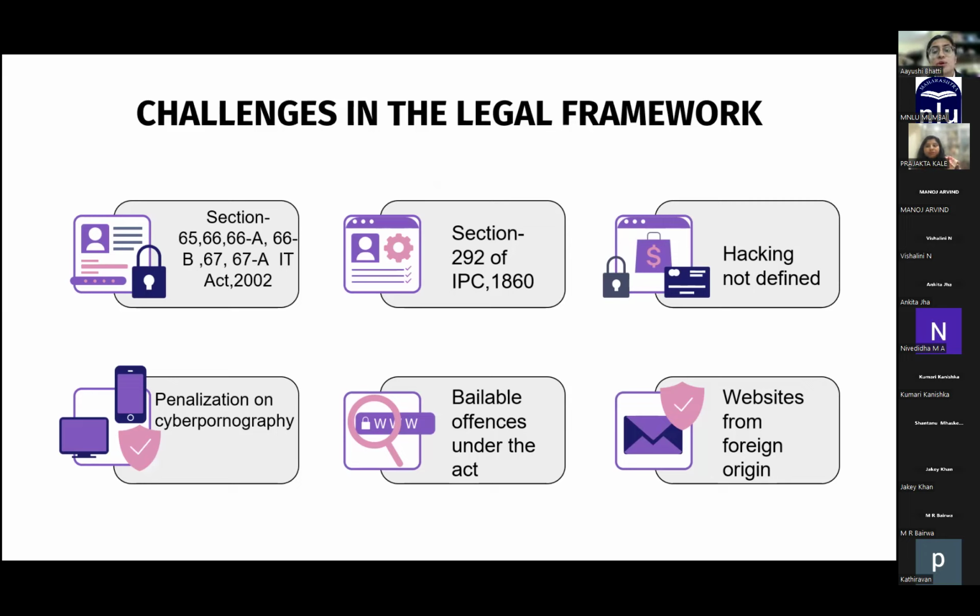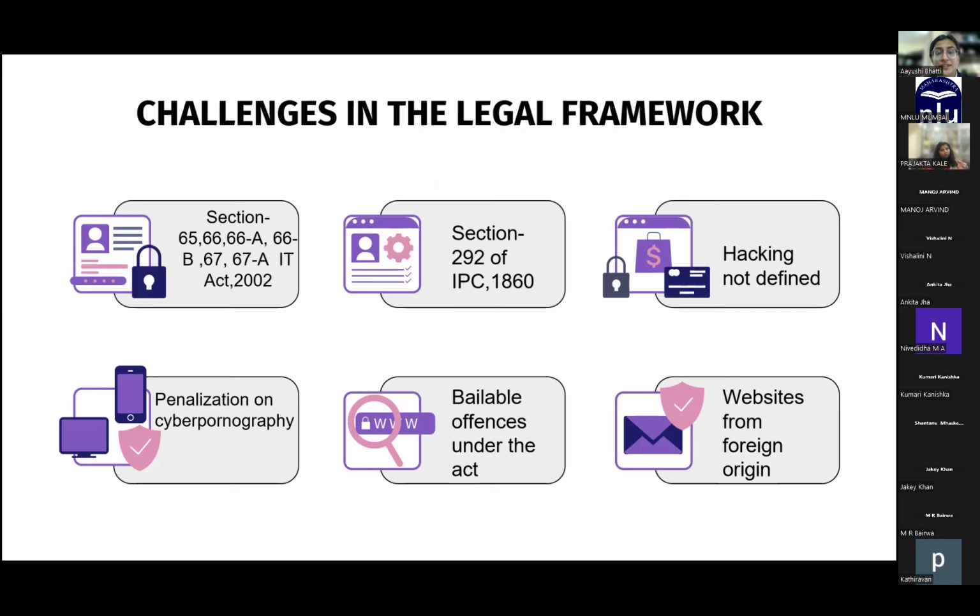Section 67 deals with publishing or transmitting any lustful content in electronic form. 67A deals with punishment for publishing material containing sexually explicit content in electronic form. Section 292 of the IPC deals with the sale of obscene books, content, or public exhibition. But the IPC nowhere defines what the word obscene means. In the case of State of UP versus Thakur Prasad, the court held that the IPC does not define obscene clearly.